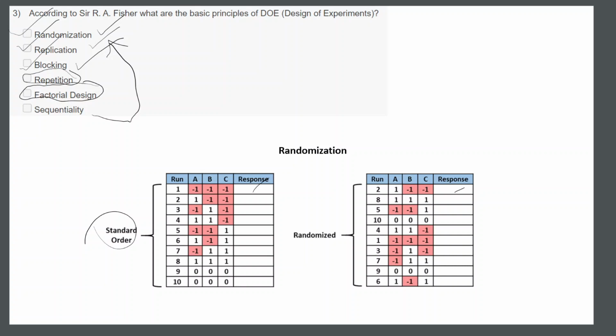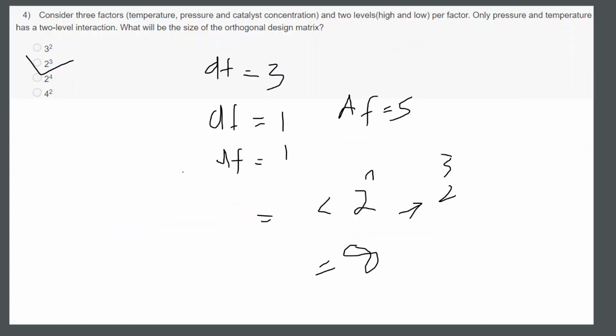Analysis with application and plot. So moving on to the fourth question.